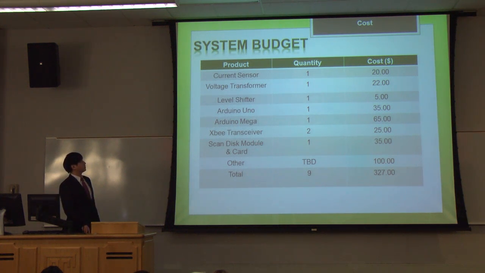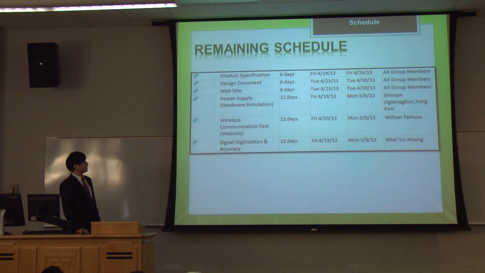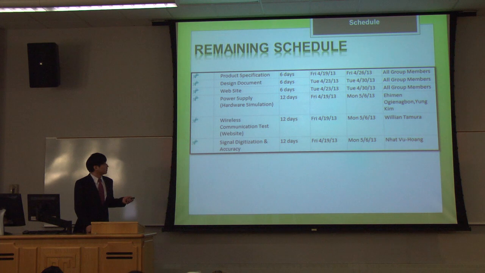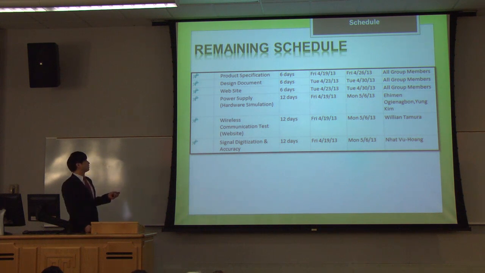So this is the system budget. We estimate the system budget at $327. This is the remaining schedule. Me and Eamon will do power supply hardware simulation, William will do the wireless communication test, and Jimmy is going to do signal digitization and accuracy.